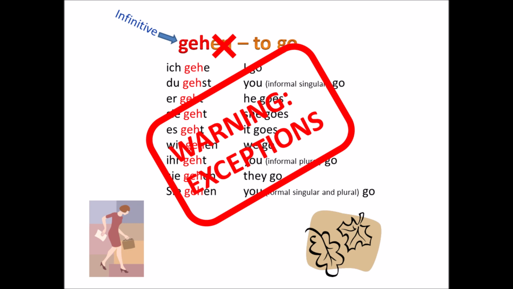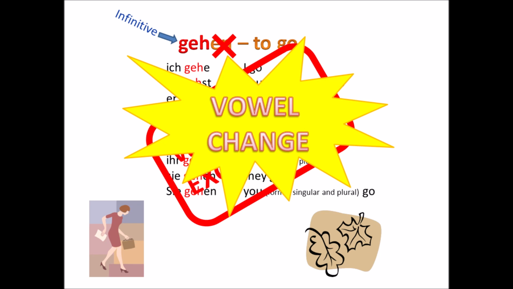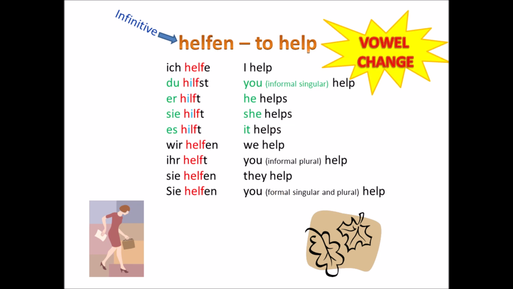The most frequent exception is that the stem of some verbs undergoes a vowel change for the du, sie and es forms. That's the you informal singular, he, she and it forms. For instance, for the verb helfen, which means to help, you get ich helfe, du hilfst, sie es hilft, wir helfen, ihr helft, sie helfen, sie helfen.